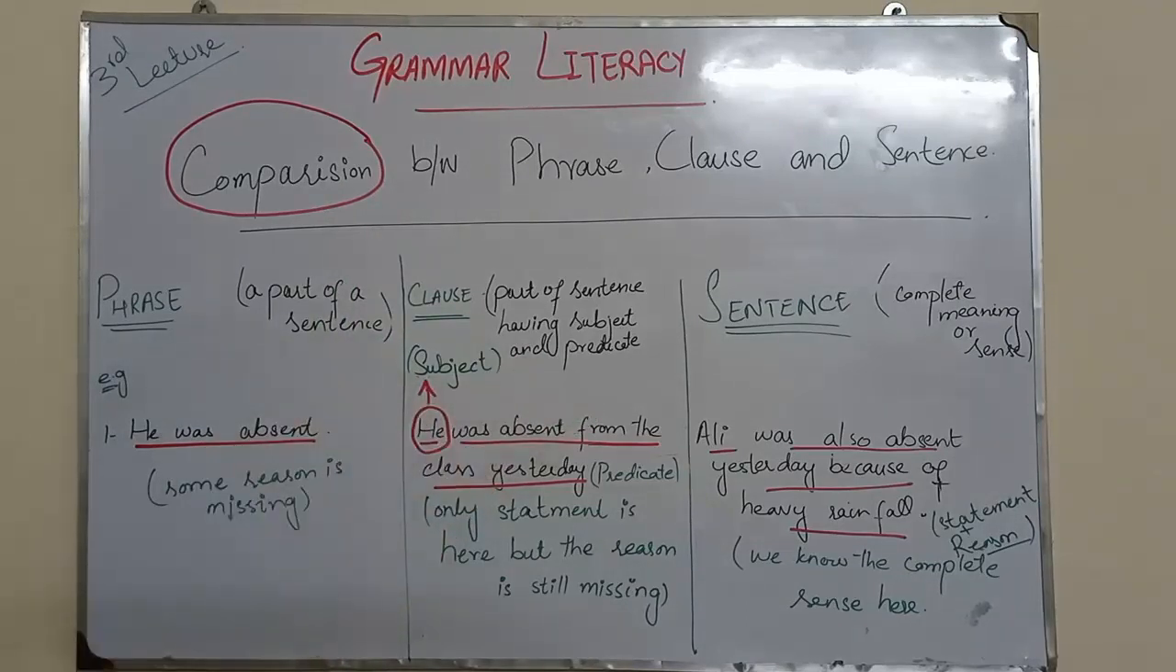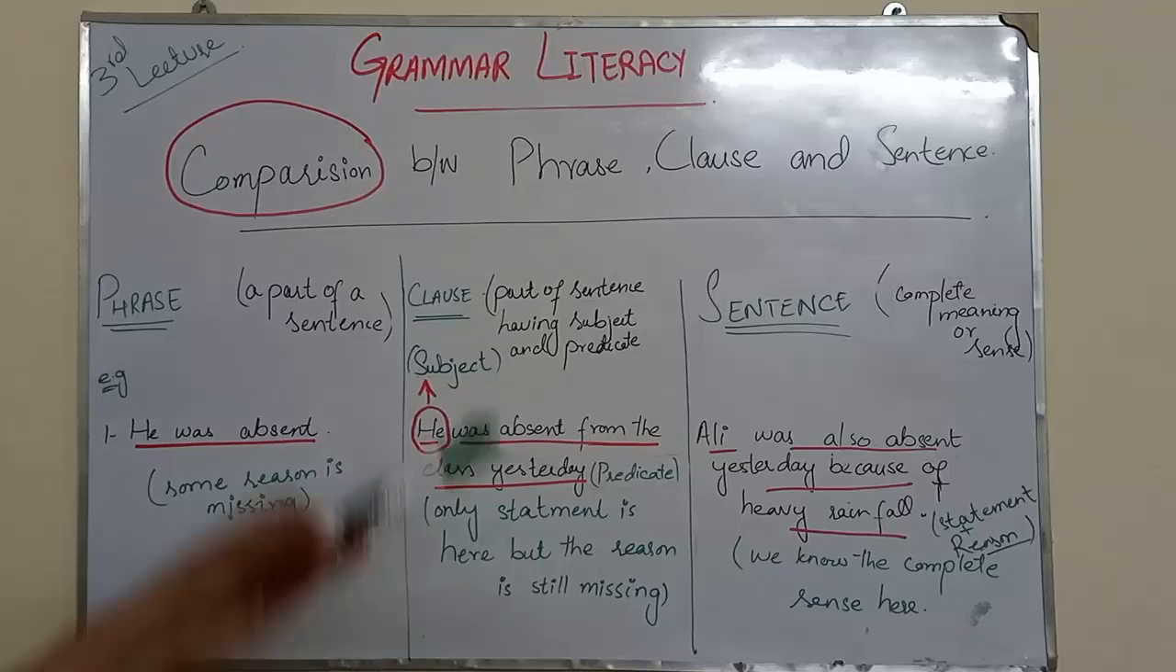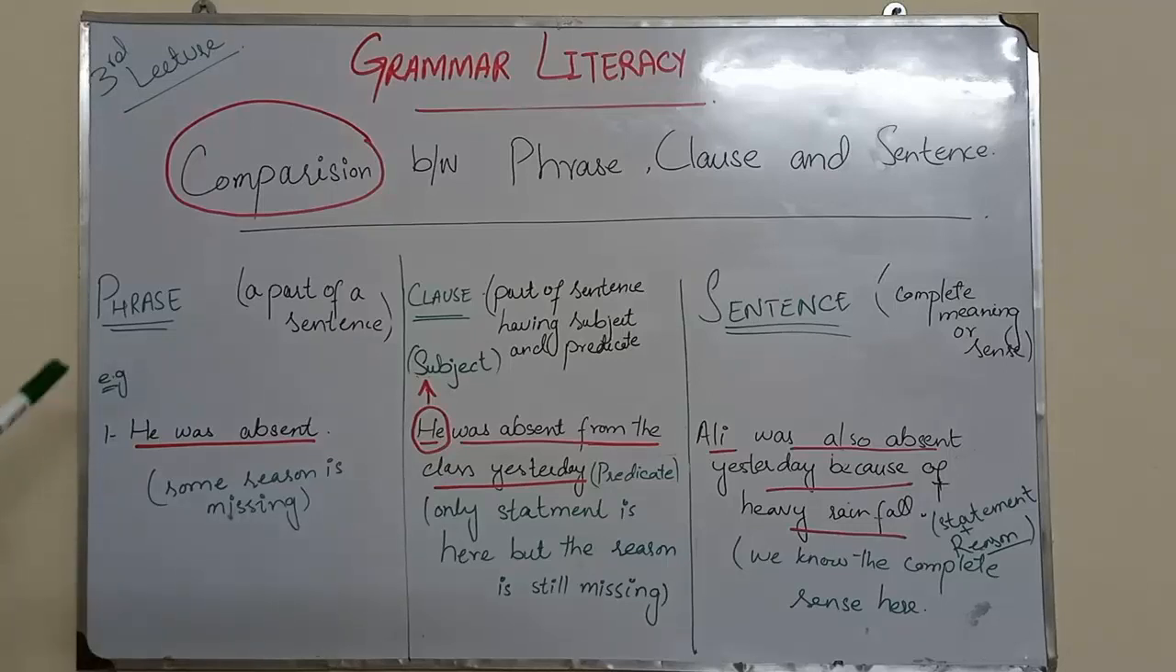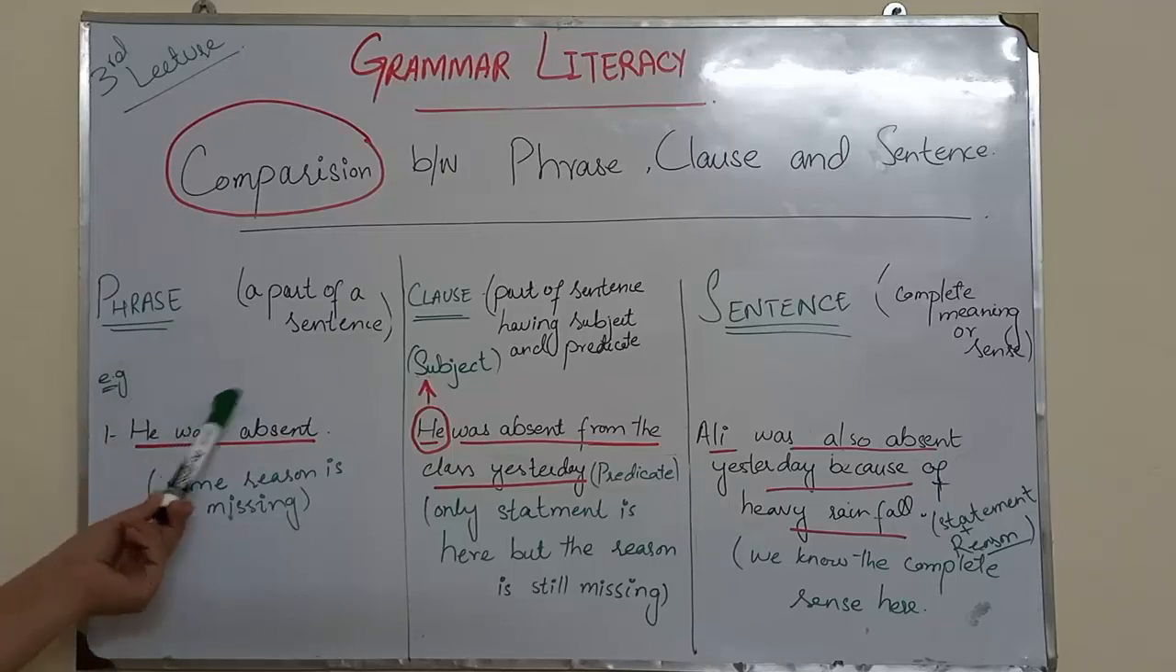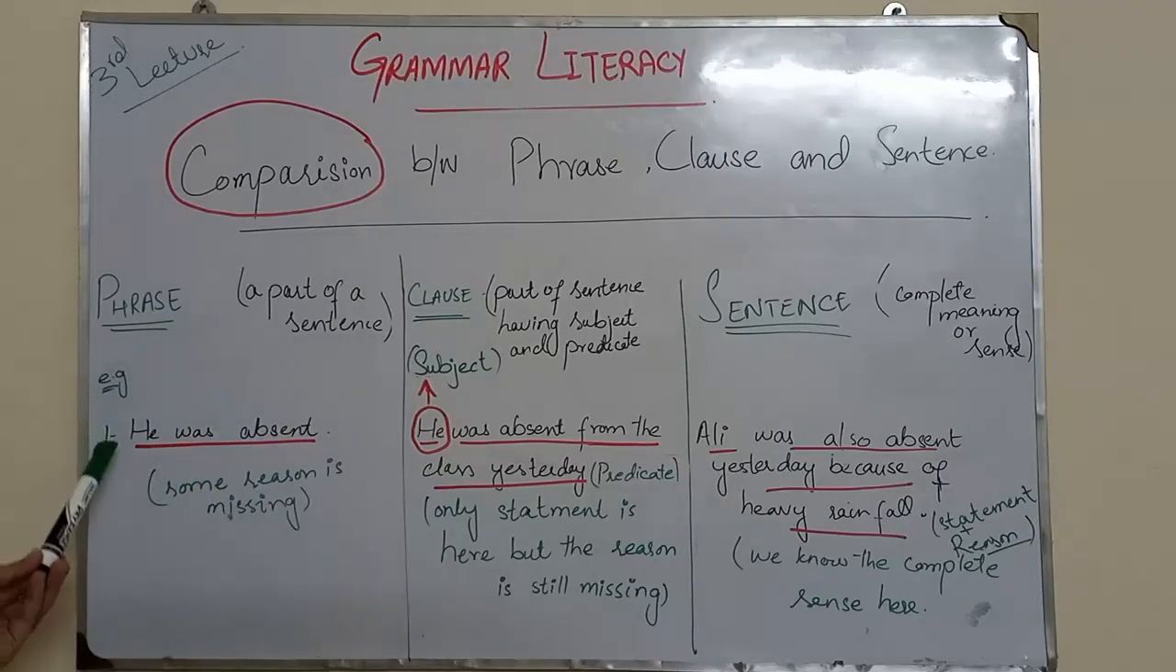What is a sentence, viewers? A sentence is a group of words that conveys the complete meaning or complete thought. This is called a sentence. These three are the definitions of phrases, clauses and sentences. Now we have to go with the examples that we have discussed so far so that the things will be more clear to us.